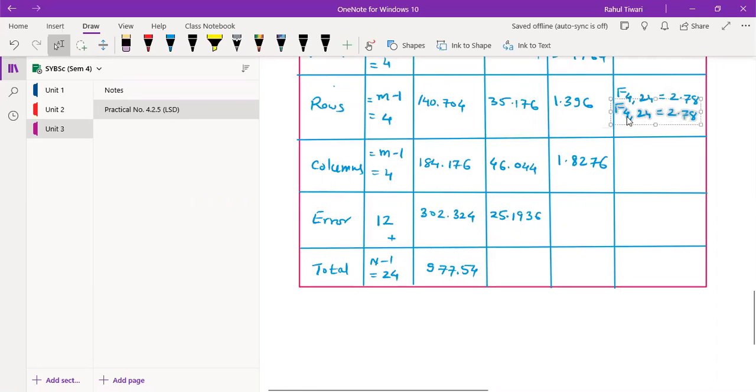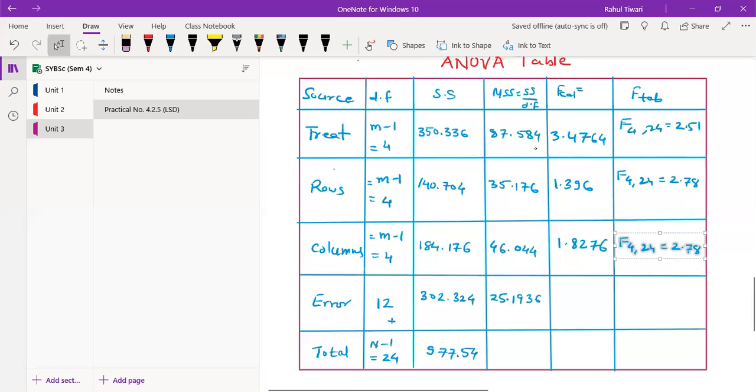Sir, the F tab formula is (m-1)(m² - 3m + 2), isn't it? So 4, 12 should come. Yes, 4, 12 will come, right. That was from last time, I didn't change that. It is an error, and this one factors. This 12, this is 12. So it's going to be changed, I think, right?